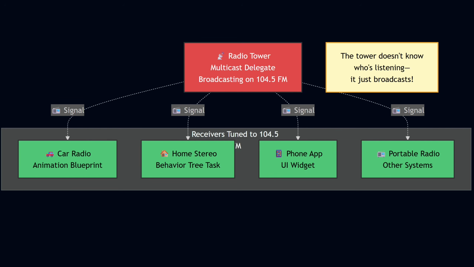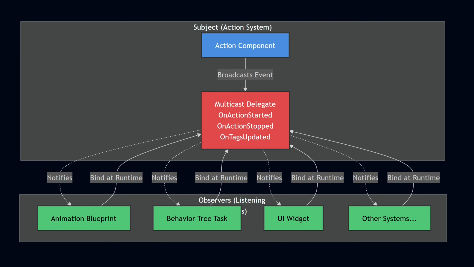The benefit of this is that the subject's code doesn't need to contain hard-coded references to specific observer classes. Observers can be added or removed dynamically at runtime without changing the subject's source code. The subject just says something happened and then lets the delegate system handle who gets notified, which makes multicast delegates perfect for one-to-many event notifications without tight coupling. This will allow us to notify other objects, such as the animation blueprint or a behavior tree task, without our action system needing to know anything about them.